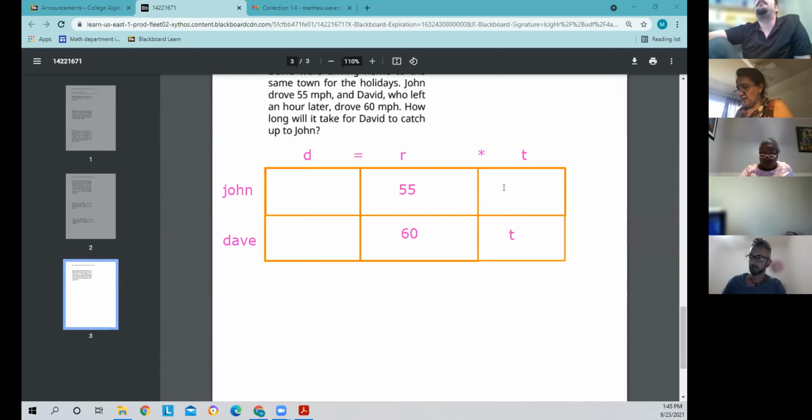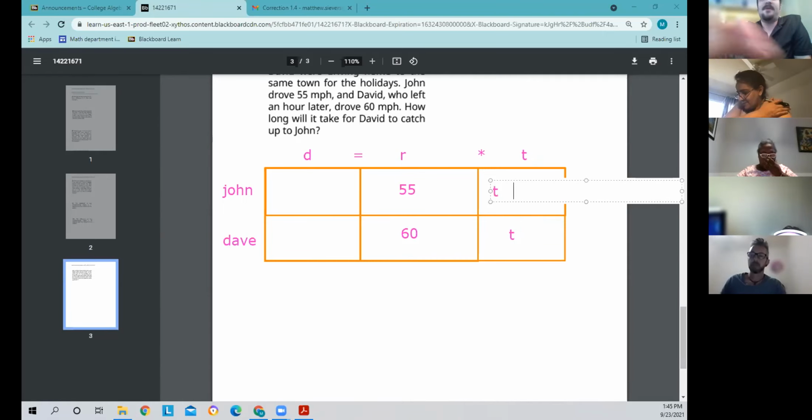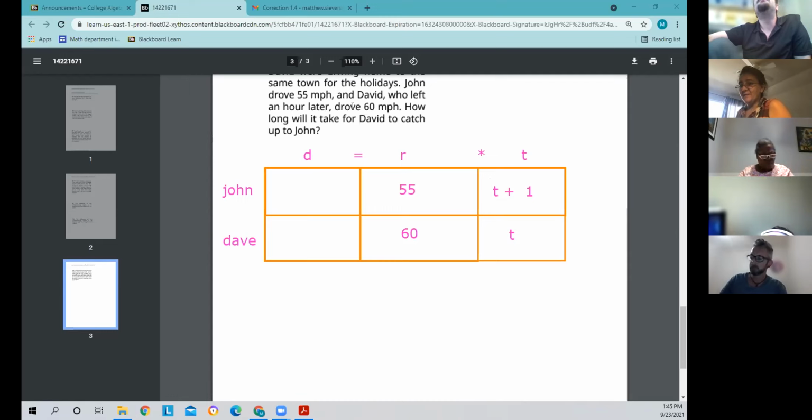The first variable has x equals 55h, and the second one is y equals 60 times h minus 1. Okay, so we have to be careful about how we write this. If David was on the road for t hours, it's t and one, but is it plus or minus? Is he on the road an hour more or an hour less? An hour more. Why? He said left an hour later. So David left an hour later, which gives John an extra hour. There's a whole hour that John's driving that David is not driving.